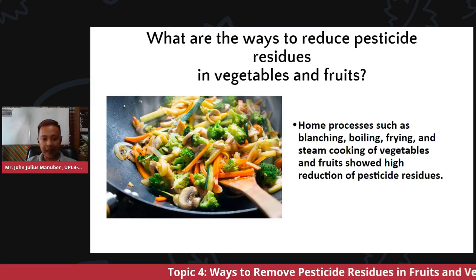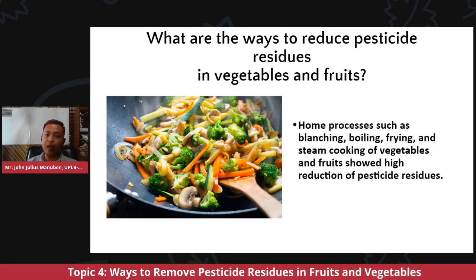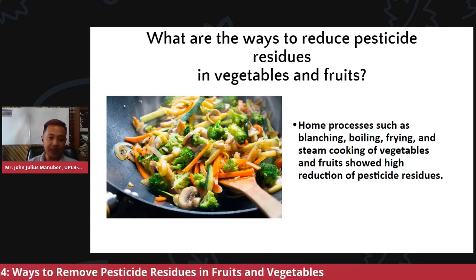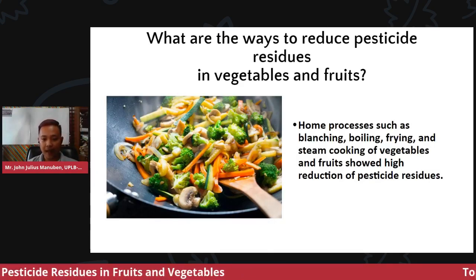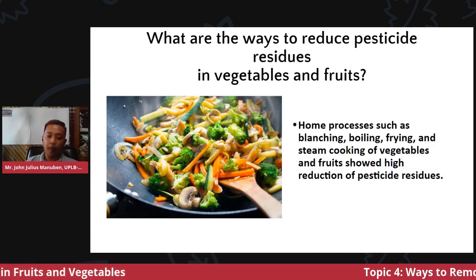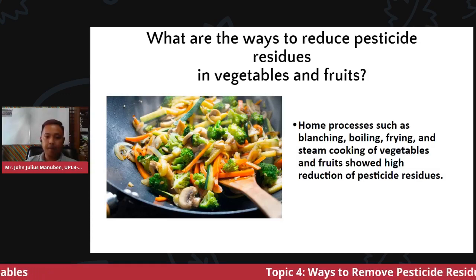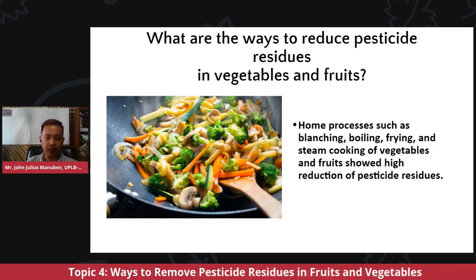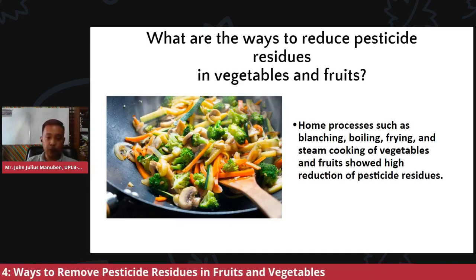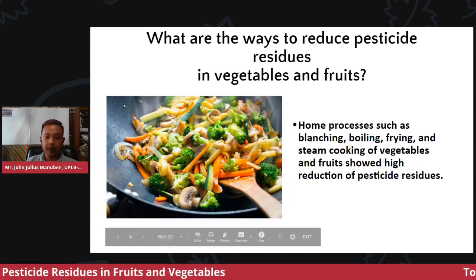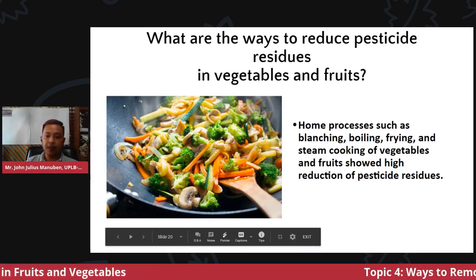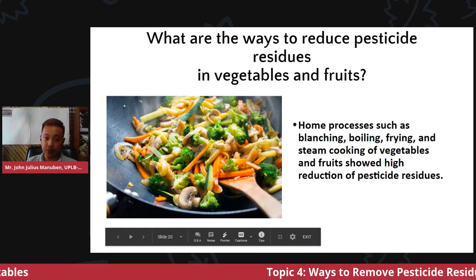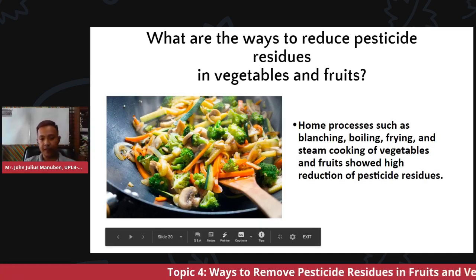And last, home process. So yung application ng heat. So ito yung blanching, boiling, frying, steam cooking. So sinasabi dito na kapag pinarasas natin yung gulay and prutas, niluto natin, pinadaan natin sa init, may chance din na mabawasan yung pesticide residues doon sa surface ng fruits and vegetables.